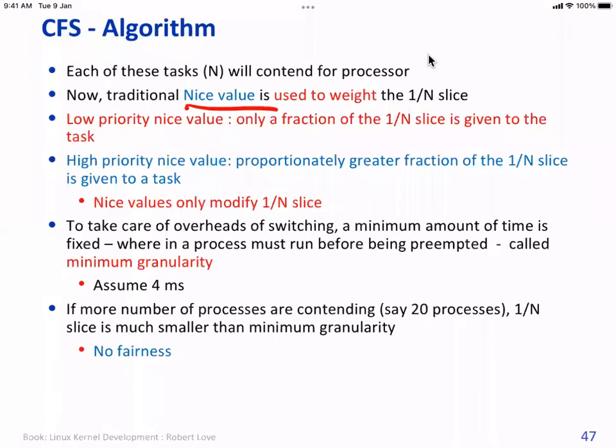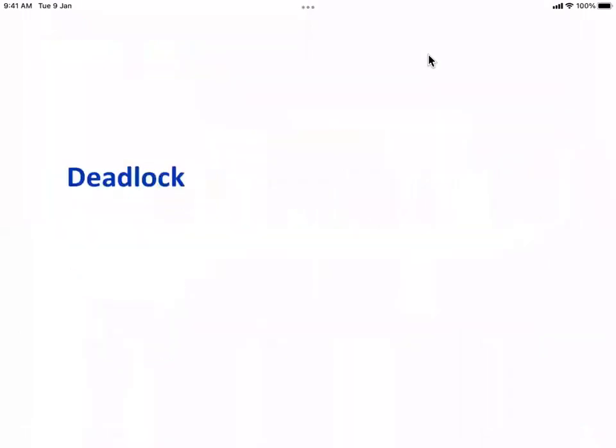Okay, so this is a very interesting way of doing scheduling. Okay, and there are many other variations of CFS. Of course, we have not covered everything, but the algorithms that we have covered give us a fairly good idea about what scheduling is.